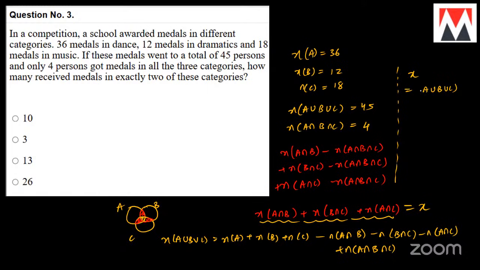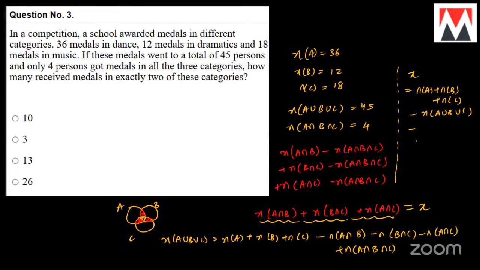You can just subtract this. You can write n of A plus n of B plus n of C minus n of A union B union C. Already you have the 3 intersection 3 times n of A union B union C. Just let's calculate this one, plus n of A intersection B intersection C.